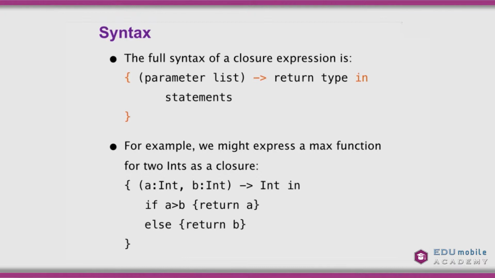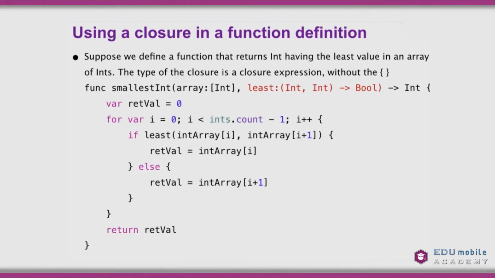In a function that accepts a closure, this is the form that you need to pass to the function. However, when you are writing a function that accepts a closure, you are using that closure's type. And the type of a closure is a closure expression without its wrapping curly braces. So make that distinction in your mind. It is very important. So let's use a closure in a function definition.